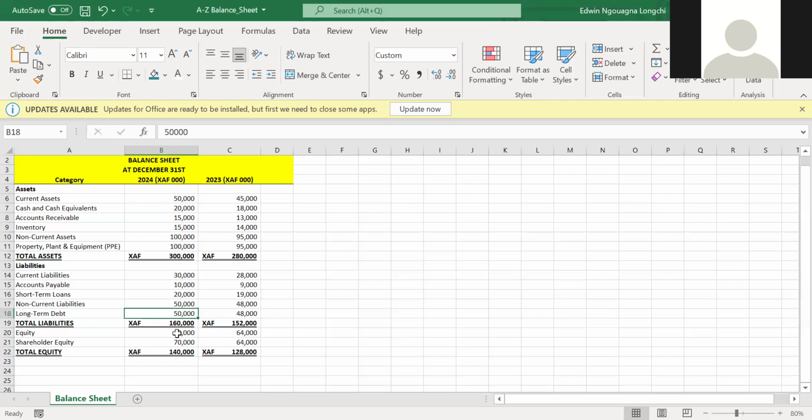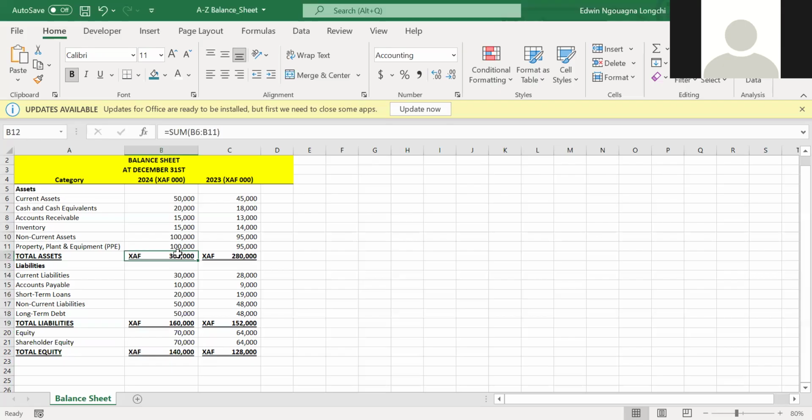Then your equity and the shareholder equity. So this one can be your own capital that you put in your business. What I mean by equity is what you put in your business as capital. Your own capital is your equity. Then shareholder is what people invested in your business. And if you calculate it very well and you sum liabilities and equity, it should give you what your assets are.